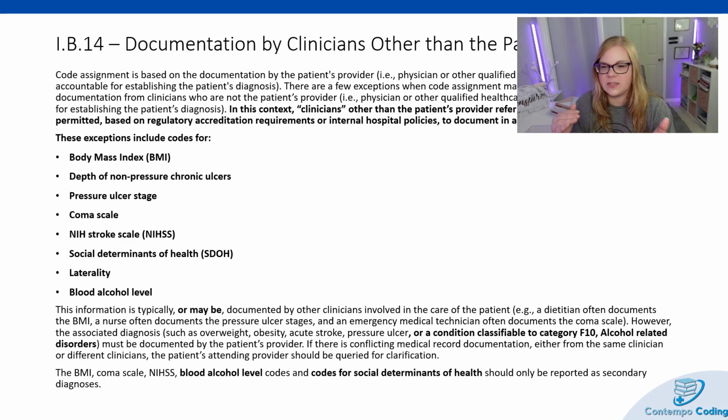And then at the bottom, it says about how the BMI, the coma scale, the stroke scale, blood alcohol levels, and social determinants of health, which we'll talk about more, should only be reported as secondary diagnosis. So there should be a different primary or first listed diagnosis.